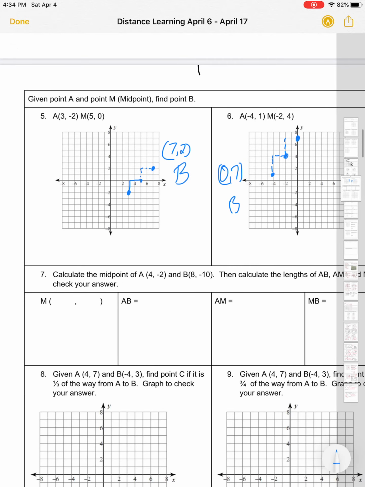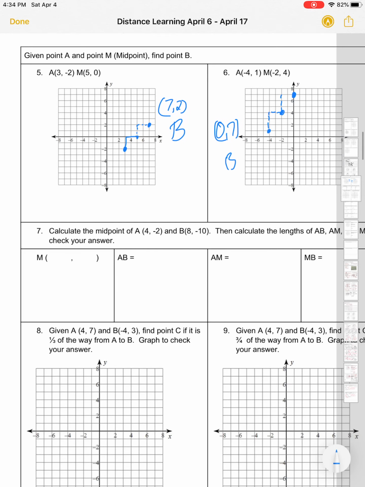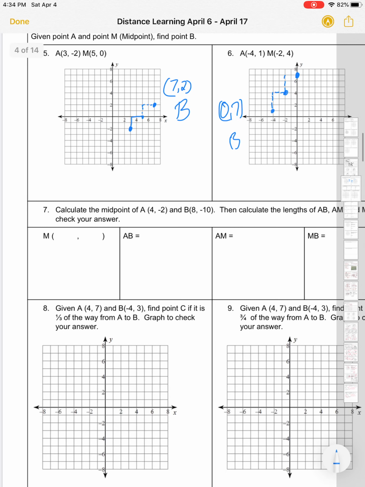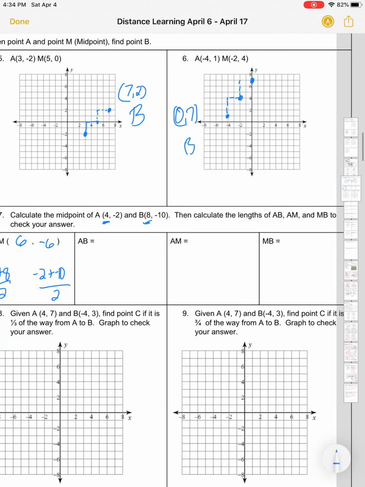Okay, so 7 has a few different things going on. First, we have to find the midpoint. Same as before, take your x's, 4 plus 8 divided by 2. 4 plus 8 is 12, divided by 2 gives us 6. For the y's, negative 2 plus negative 10 is negative 12, divided by 2 to give us negative 6.